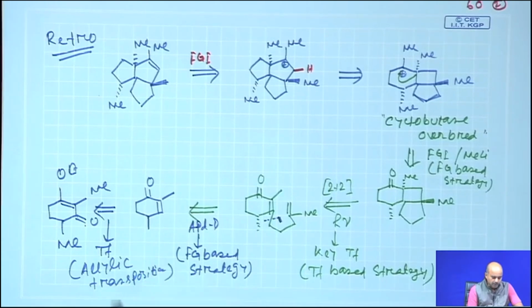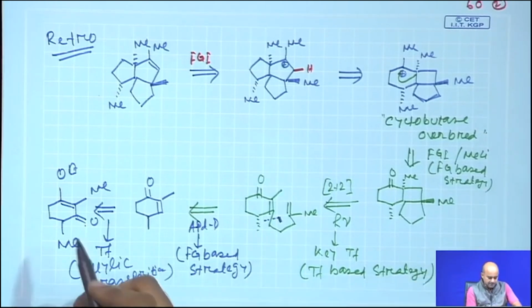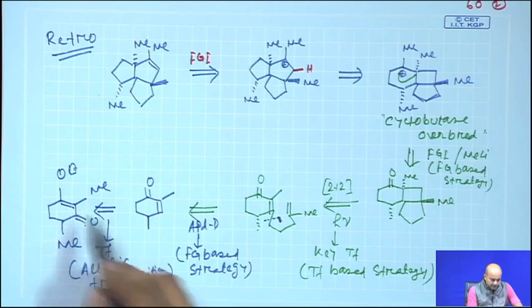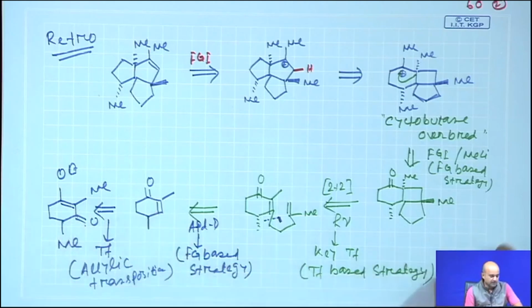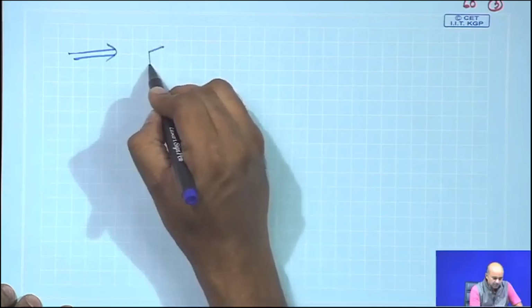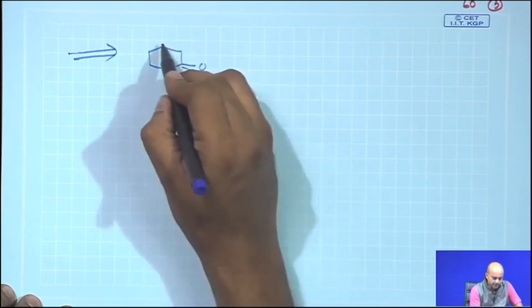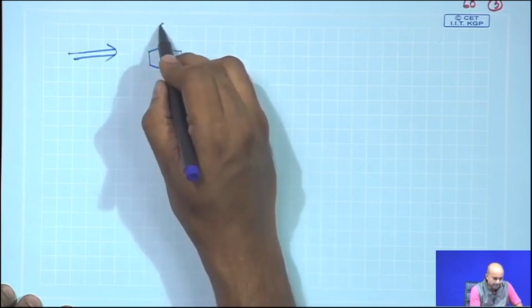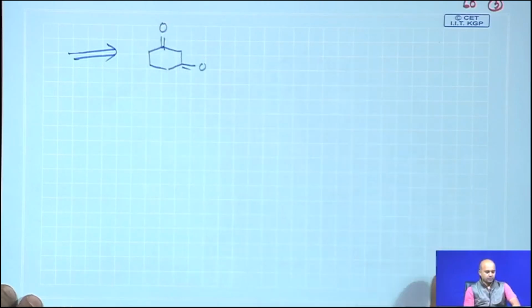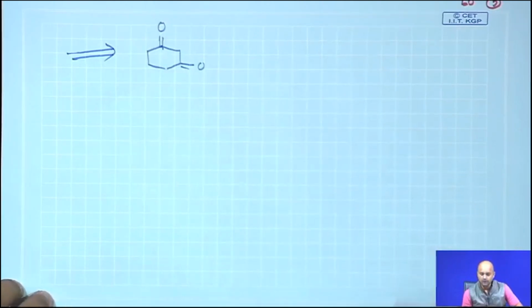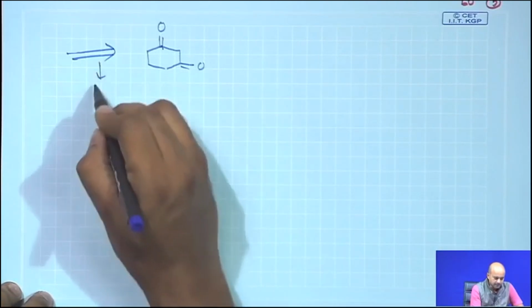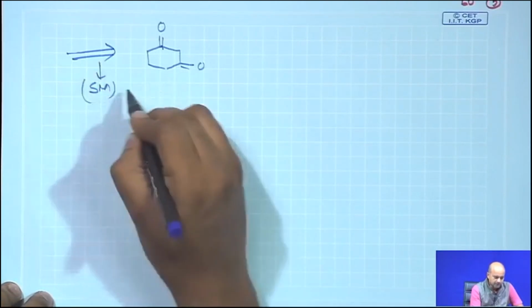It means the allylic double bond has been rearranged: from here it basically rearranged to here with this incoming nucleophile. And then, simplifying the starting material, you can figure out that this could easily start from this 1,3 cyclohexanedione. So, this is basically a starting material based strategy.